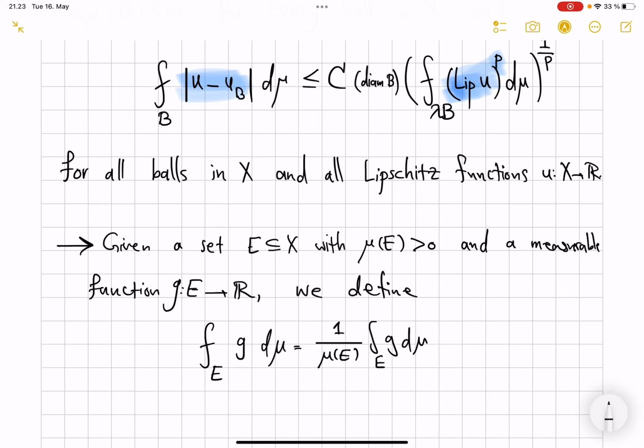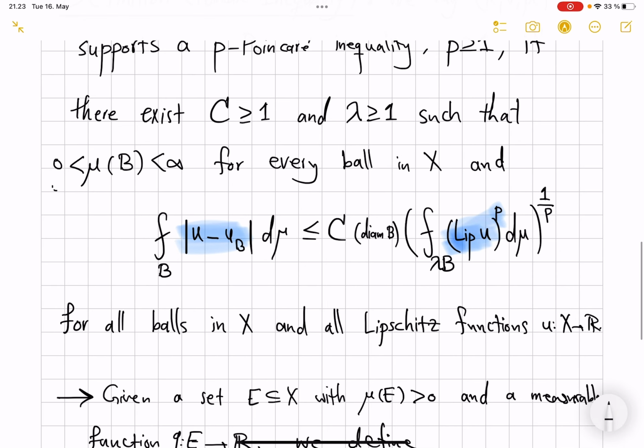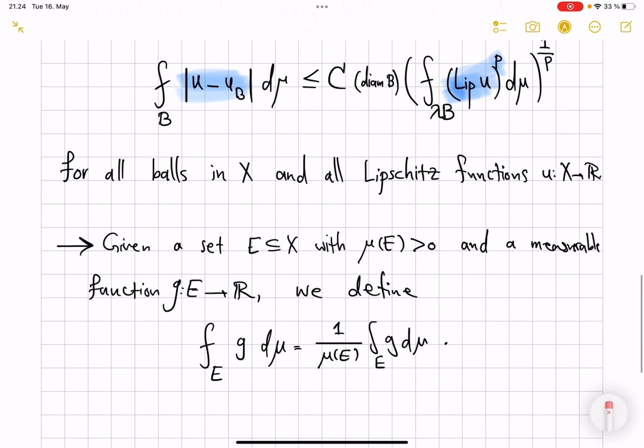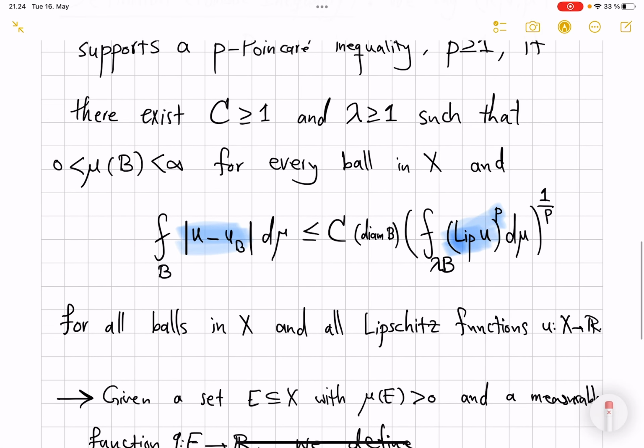That's why we require this measure to be positive, and also why we require that the balls have positive measure. Infinity also is something we probably wouldn't want to see. It probably makes everything trivial. Okay, hopefully now everything makes sense.